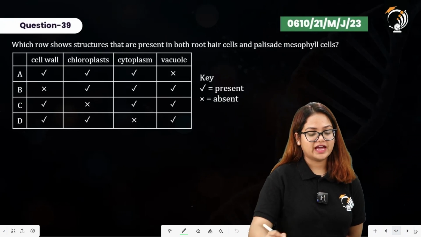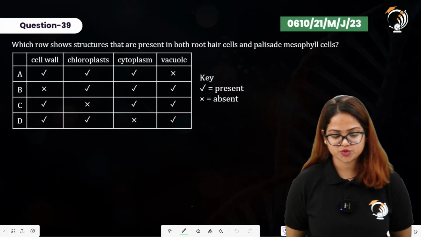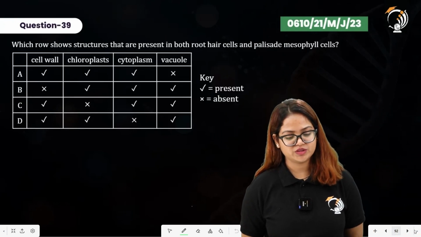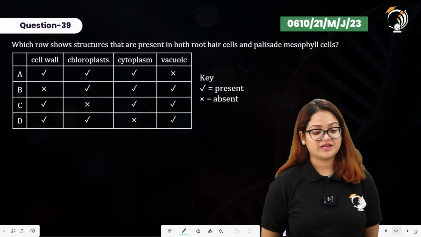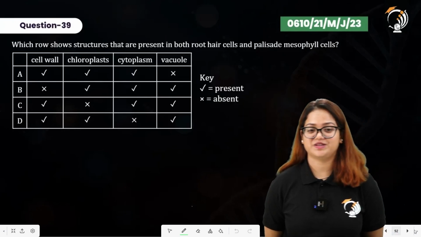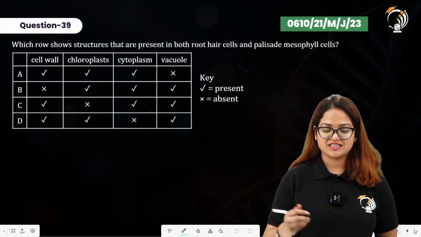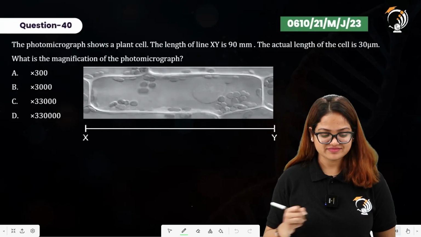Alright, then we have question number 39 that says which row shows structures that are present in both root hair cell and palisade mesophyll cell. So you can observe how many times this question has come in the past years. Alright, so we'll skip this so you can solve this on your own.